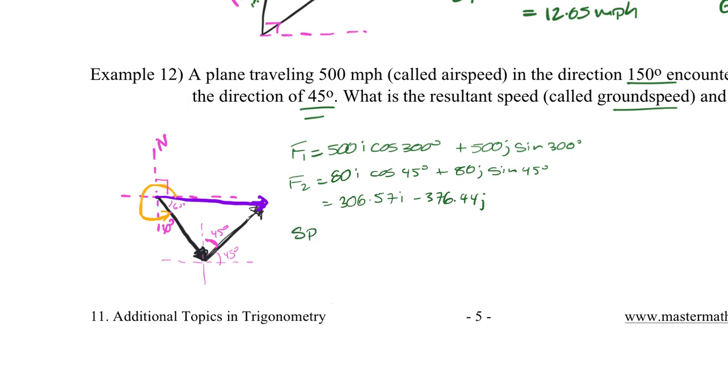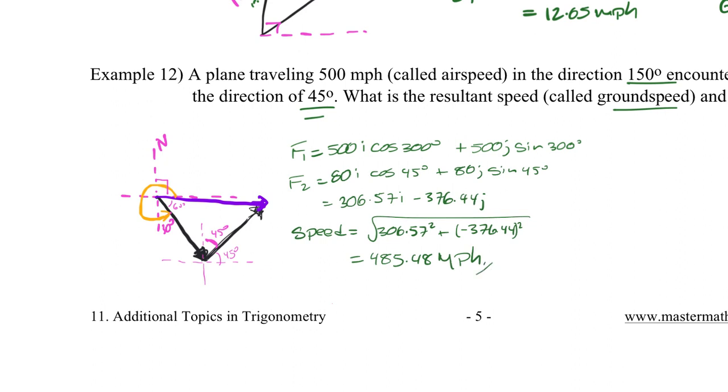Okay. So the speed is going to be 306.57 squared plus negative 376.44 squared, the square root. So I get the square root of 306.57 squared plus negative 376.44 squared. That's going to give you 485.48 miles per hour.